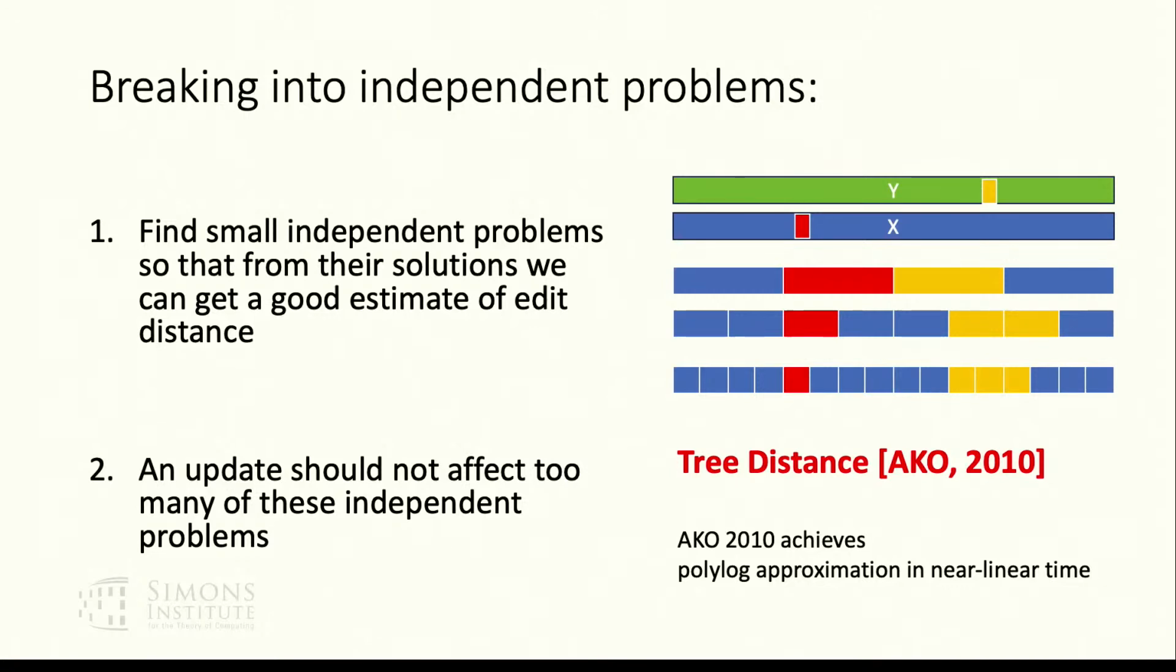In 2010, this was a big result. They achieved the first near-linear time algorithm for polylog approximation. Then there was a long hiatus till 2018, when people came up with constant factor approximation, but in subquadratic time. And now, finally, we have constant factor approximation in near-linear time. But at that time, this was a big result, and out of all the static algorithms, it seems much more amenable to a dynamic version.